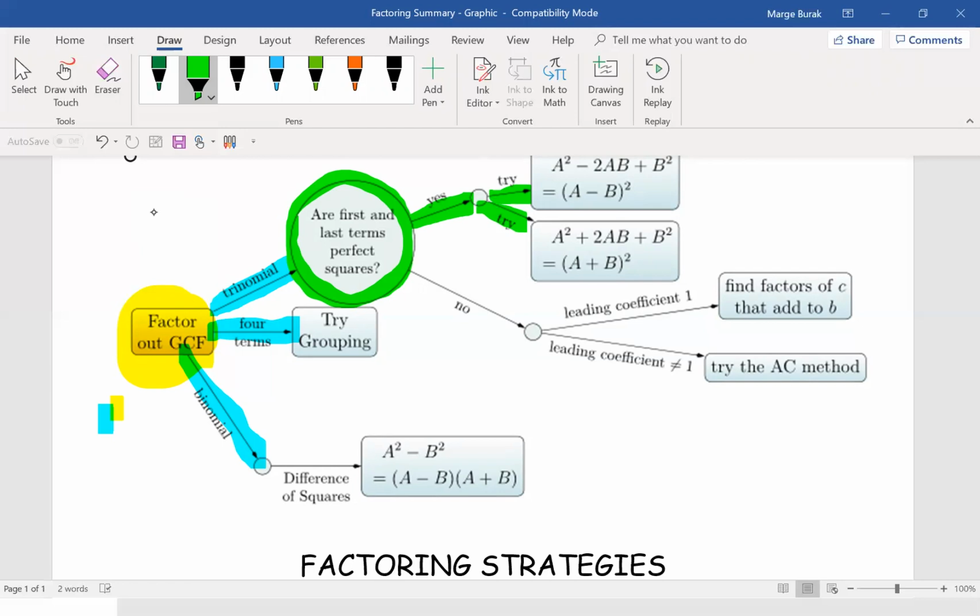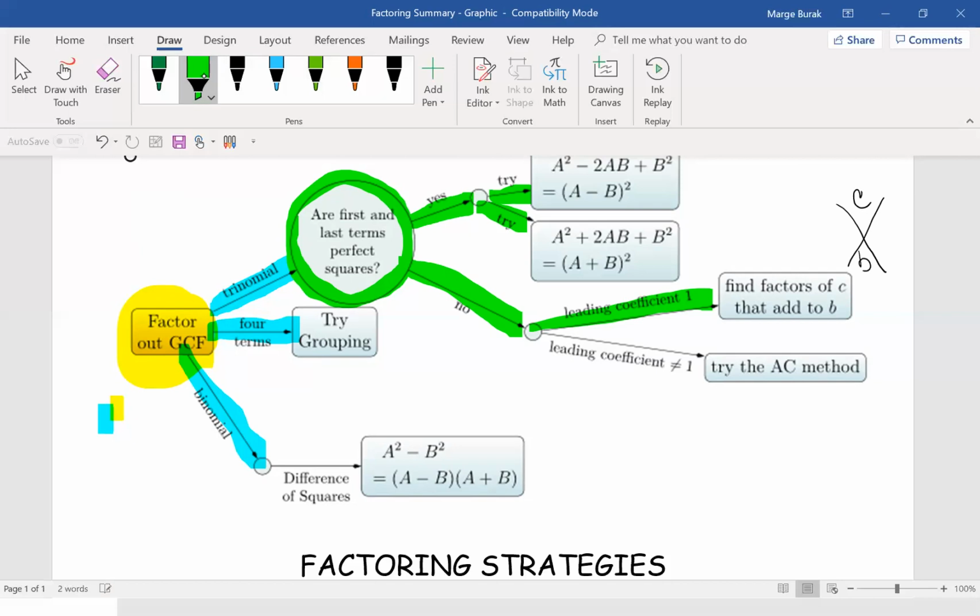If they're not perfect squares, then go back here. Now you ask yourself, is the leading coefficient, or A, equal to 1? Then you say, oh yeah, that's a smiley face, because then you just do the sums and products, where they multiply to C and they add to B. Otherwise, you're going to need to go here.